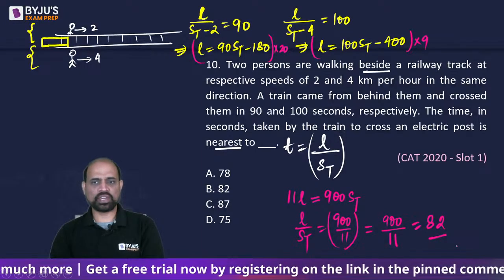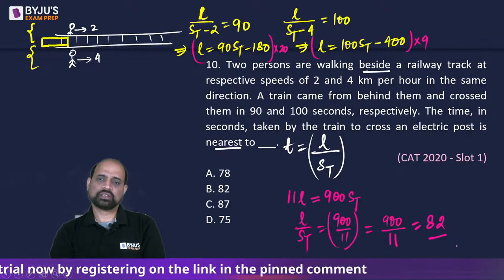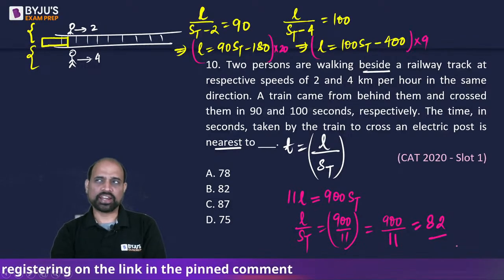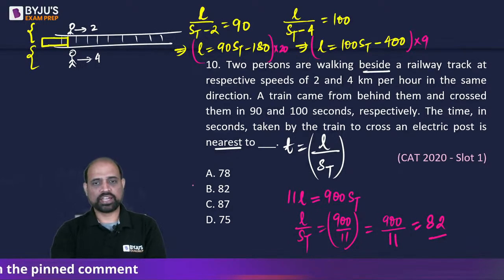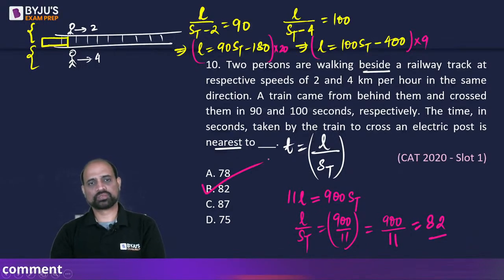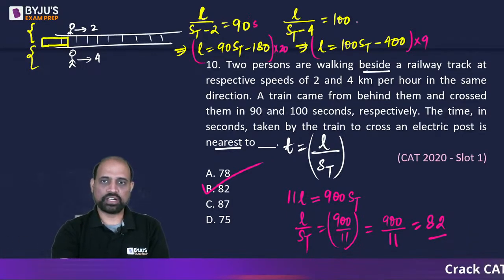Actually, it's going to be 82 point something. No, 81 point something, 81.88. So 82 is going to be the answer. So we don't have to convert anything. Please do remember this was already in seconds and this was already in meters.